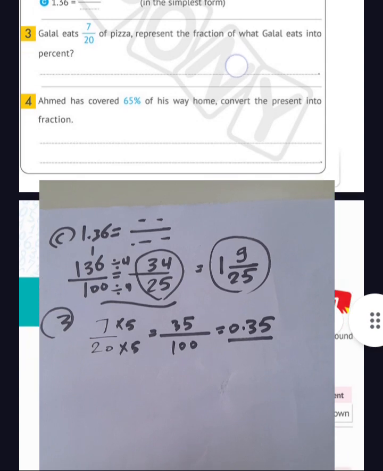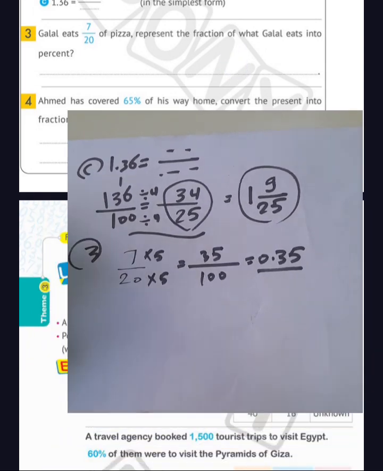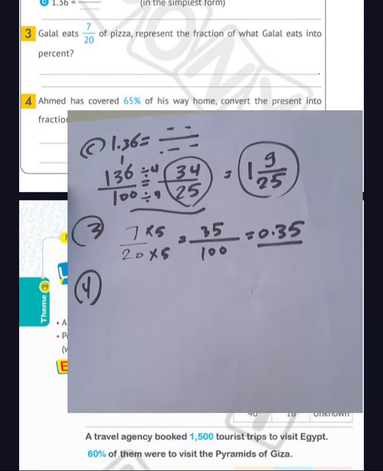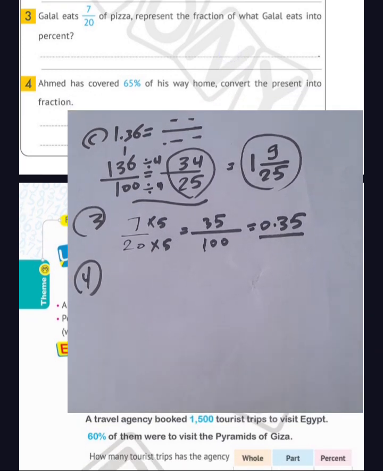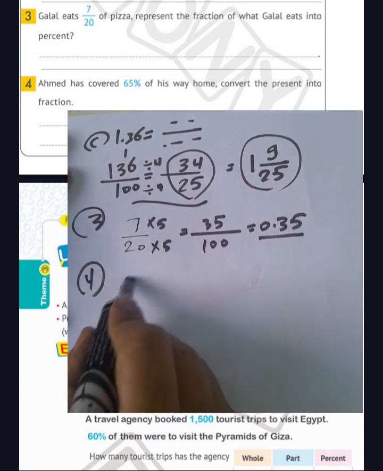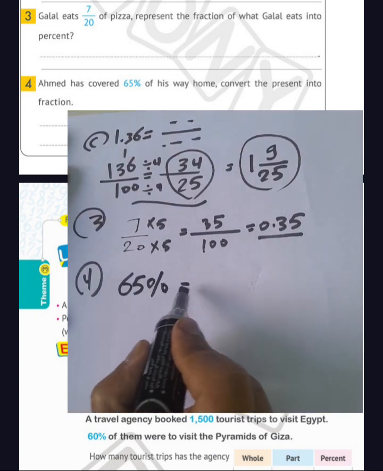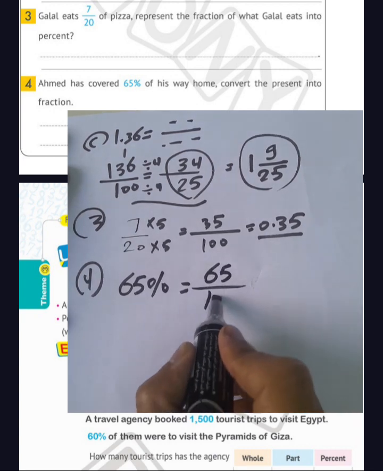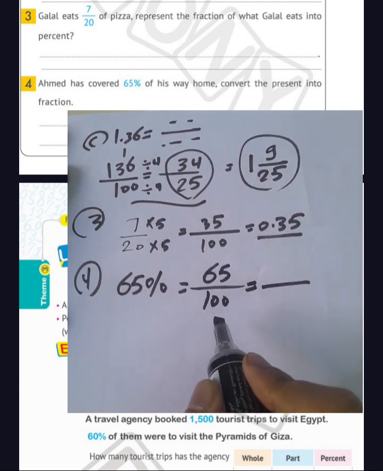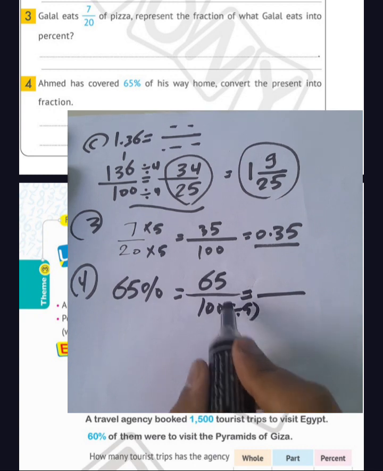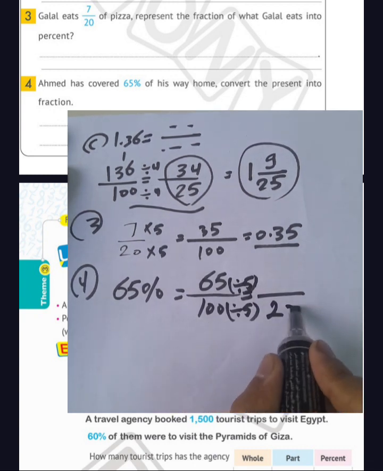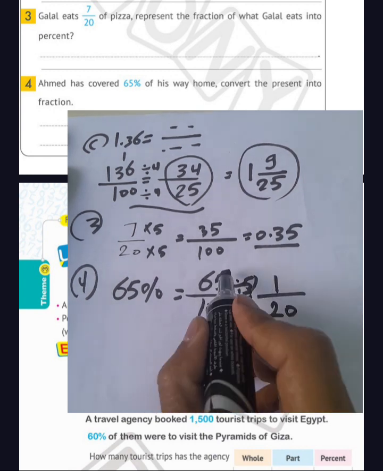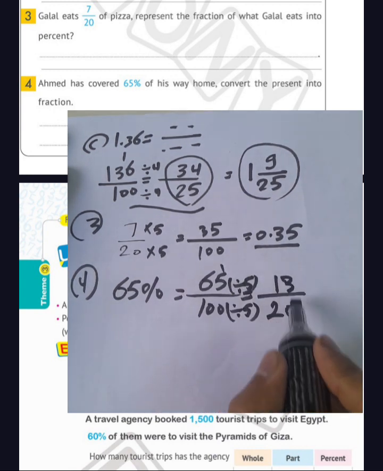Question number 4. Ahmed covered 65% of his way home. Convert the percentage into a fraction. Okay, we must convert 65% to a fraction, right? 65 over 100 and then divide the numerator and denominator by 5. 100 divided by 5 equals 20, and 6 divided by 5 equals 1, and the remainder 1. 15 divided by 5 equals 3. The result will be 13 over 20.